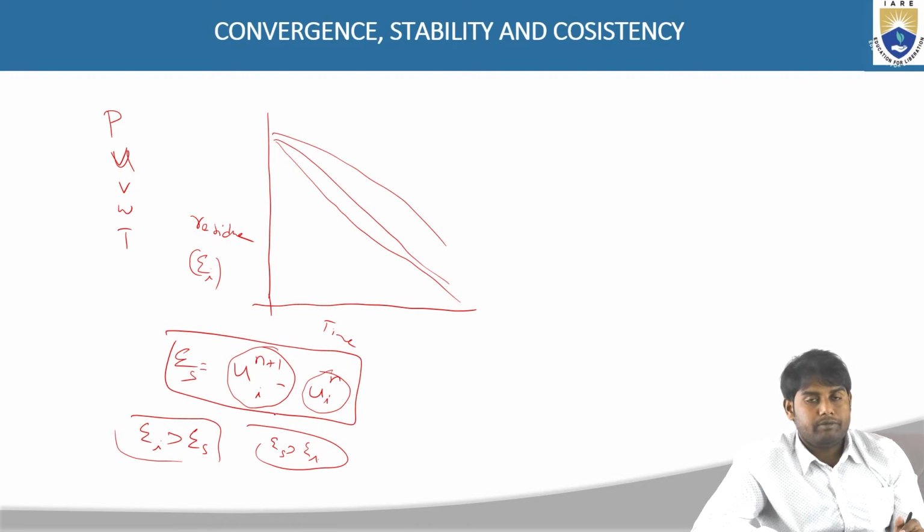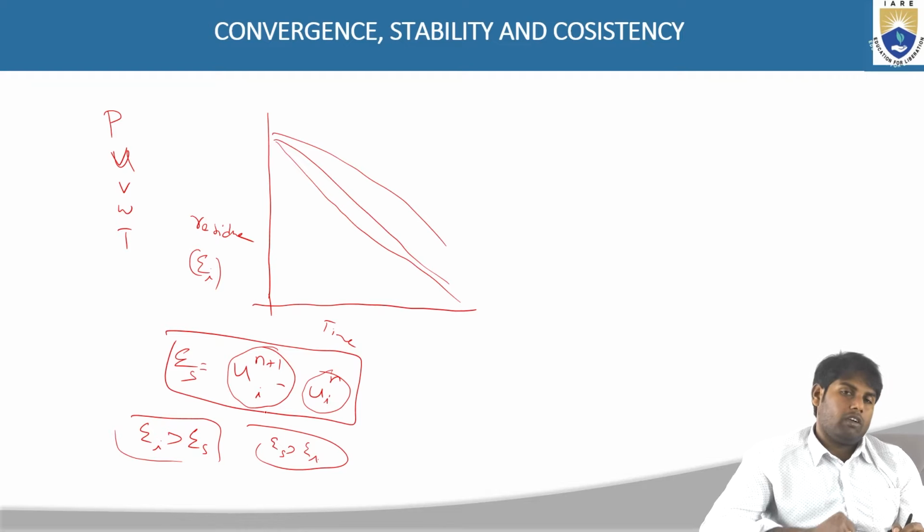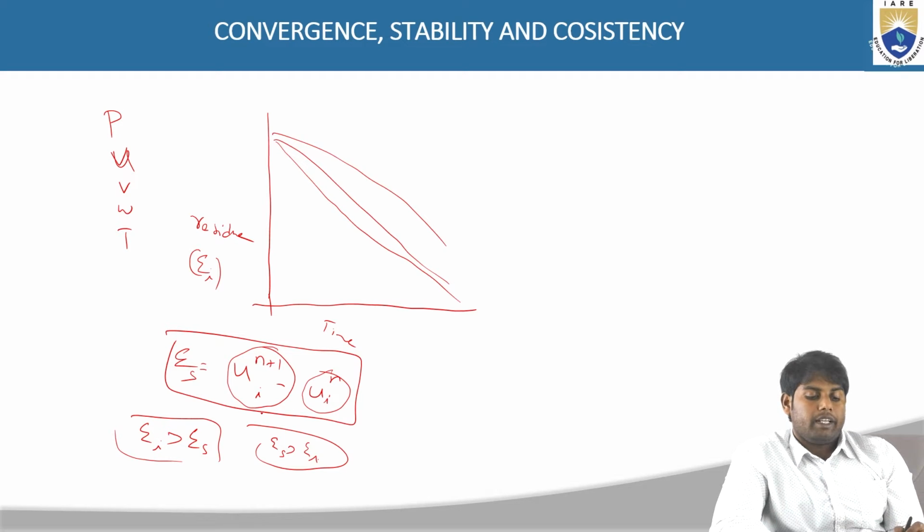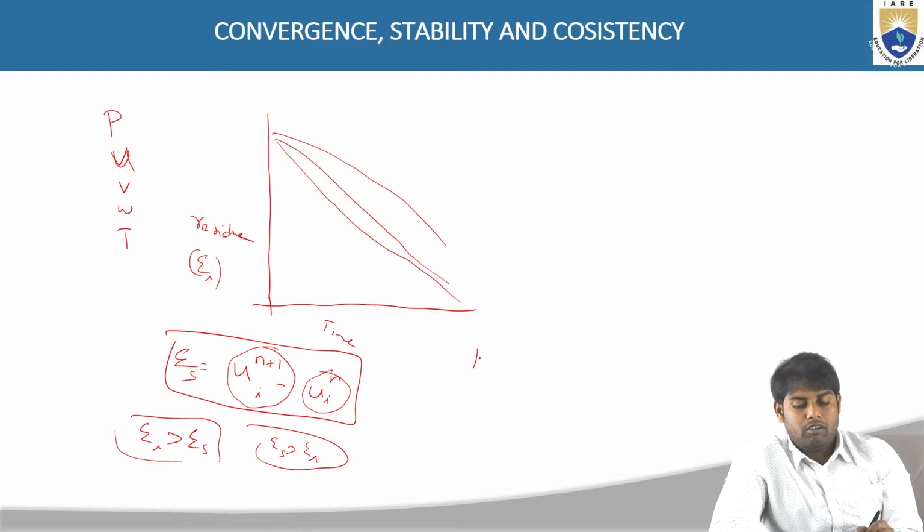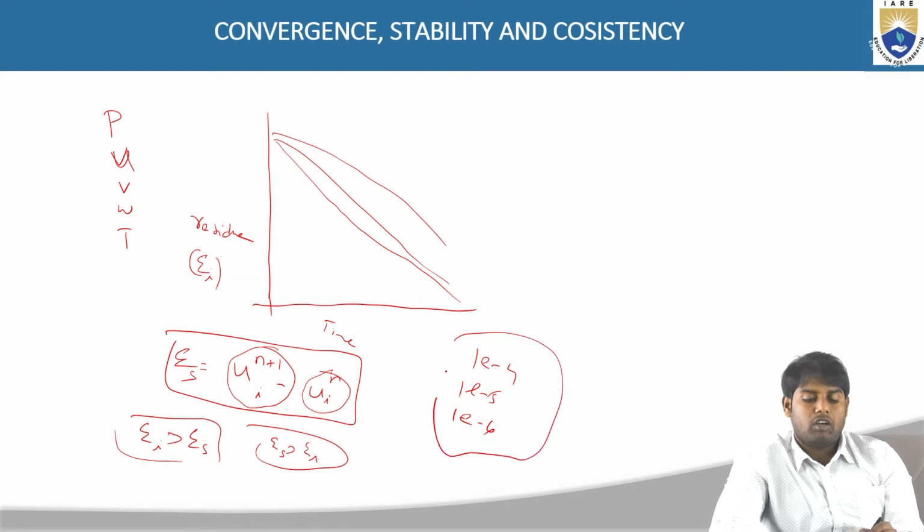simulation. Okay, so here what I want to say is that the residue which we specify is basically 1e minus 4, 1e minus 5, 1e minus 6, based on the solver that we take, based on the equations we solve, and based on the fluid flow problem that we are dealing with.